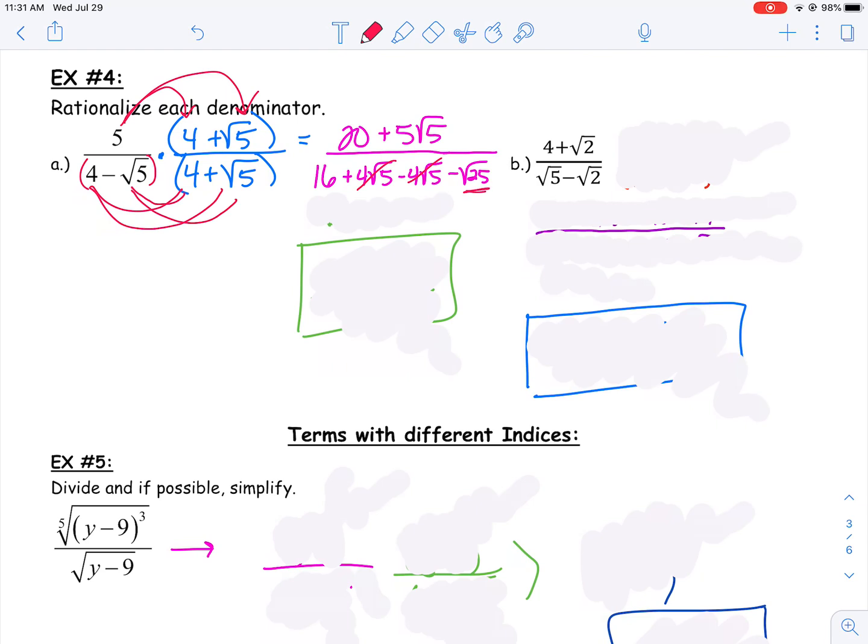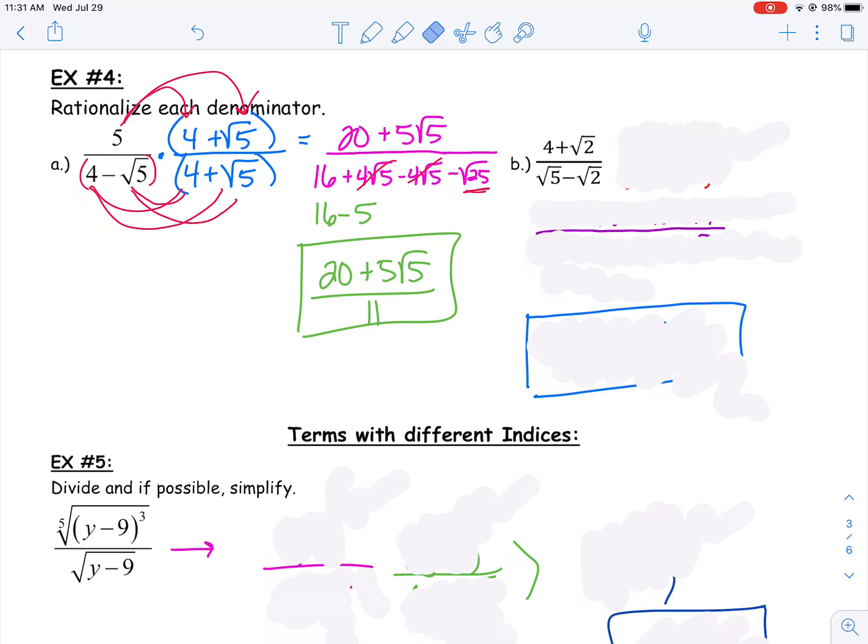Now I still have this square root of 25, but wait a second, isn't there an even square root of 25? Isn't the square root of 25 just 5? So really, on my denominator, I have 16 minus 5. I have no more radical. I've just rationalized my denominator. We can simplify it a little bit more because what's 16 minus 5? Isn't that 11? So on my numerator, I have 20 plus 5 rad 5, and my denominator, I just have an 11. No more radical, I've rationalized my denominator.